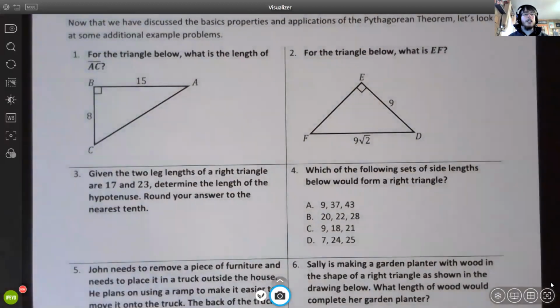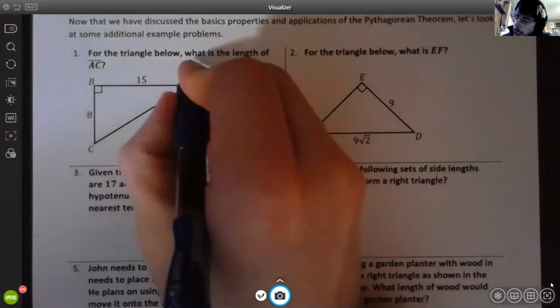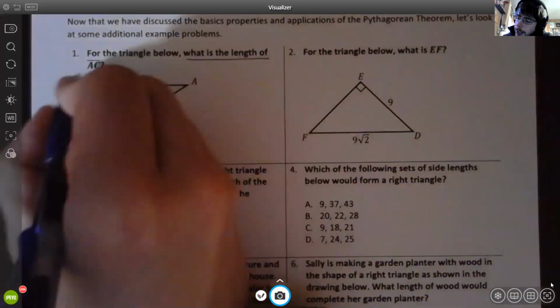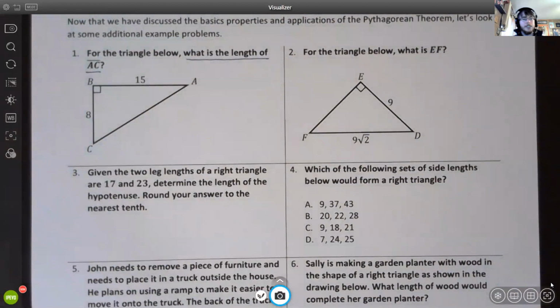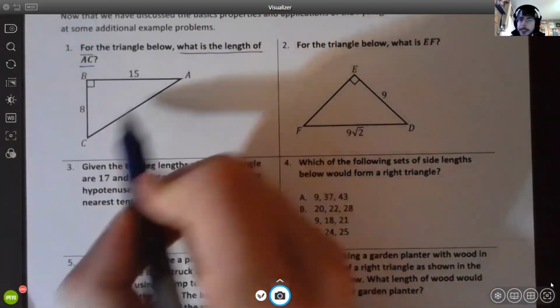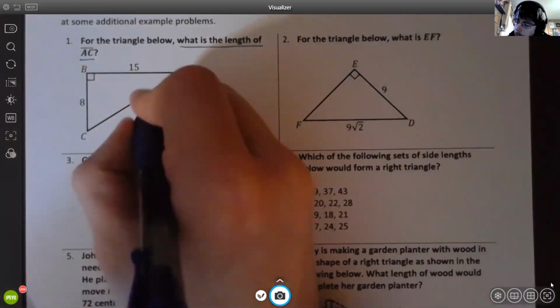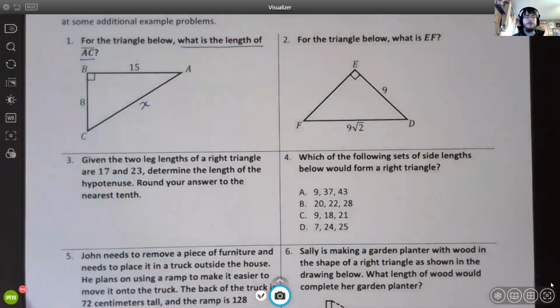Number 1 says, for the triangle below, what is the length of line segment AC? So it explicitly states what is the length of AC. Anytime you see something say what is, if you don't already have something on that line or segment or slope or whatever, go ahead and put an X. Here we have AC and it has nothing on it, so we're going to put an X on there so we can solve this.